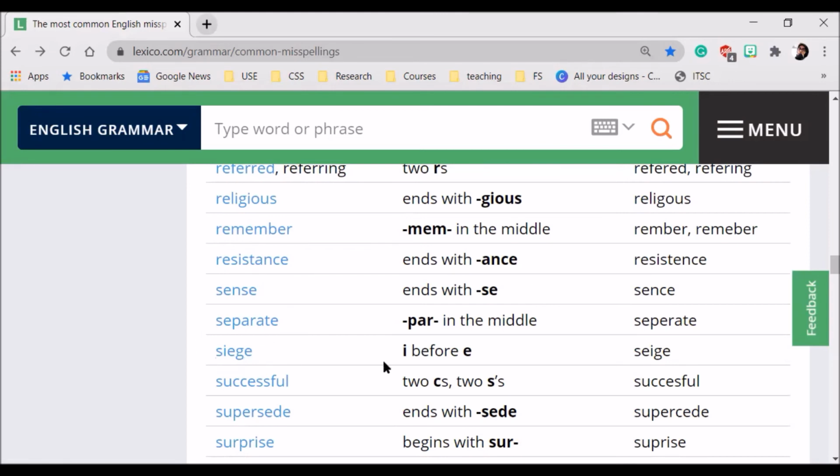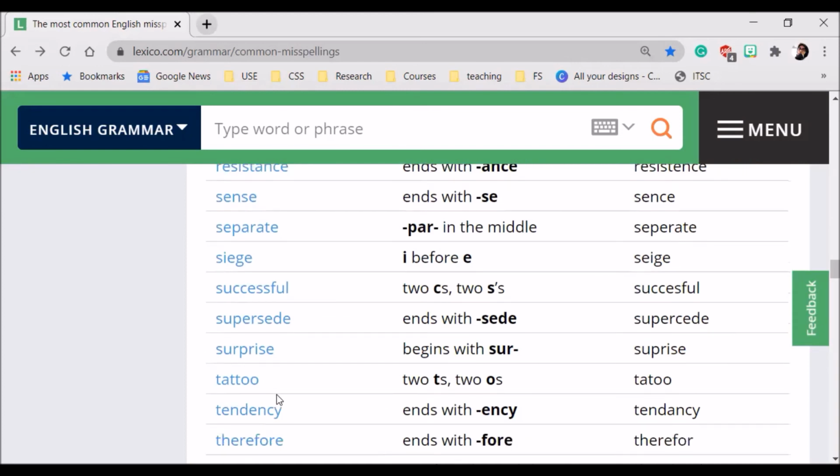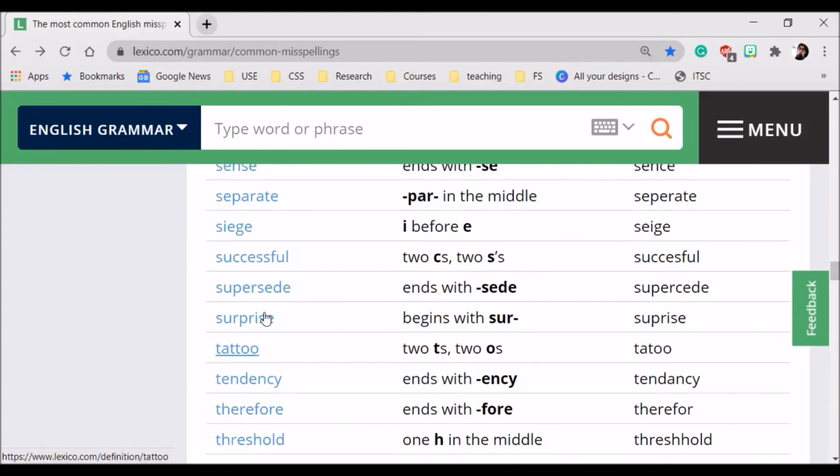Then we have siege. Siege is again I before E, so this is the same category. Many words have I coming before E. Successful has two C's and two S's. We have supersede. Then we have surprise. So not surprise with a missing letter, but surprise.